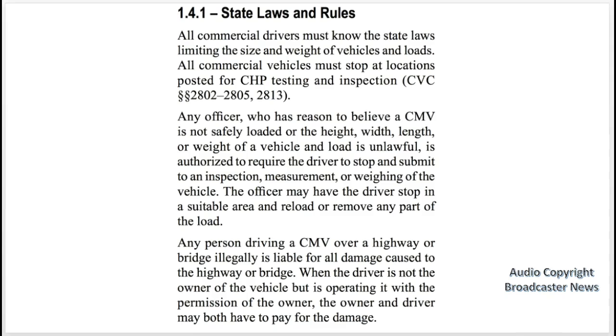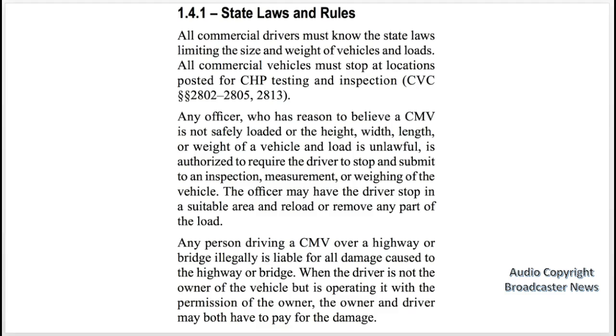1.4.1 State Laws and Rules. All commercial drivers must know the state laws limiting the size and weight of the vehicles and loads. All commercial vehicles must stop at locations posted for CHP testing and inspection.